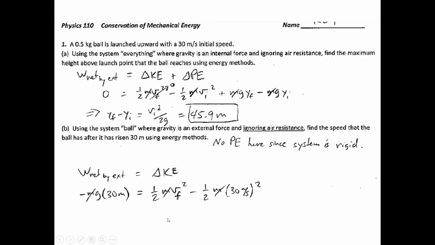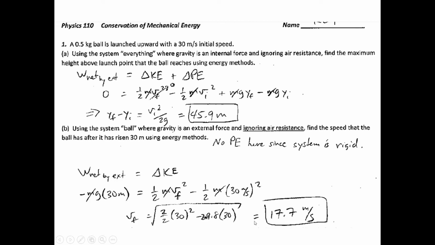negative work. And that's equal to 1/2 mv final squared minus 1/2 mv initial squared. We know what v initial is, so I plug that in here. And I've got a common factor of m on both sides, so I'm just going to divide both sides by m and solve for that v final. We want to know what the final speed is if the distance moved under the influence of the gravitational force is 30 meters. When I solve for v final after taking a square root, because it was squared over here, I get 17.7 meters per second.